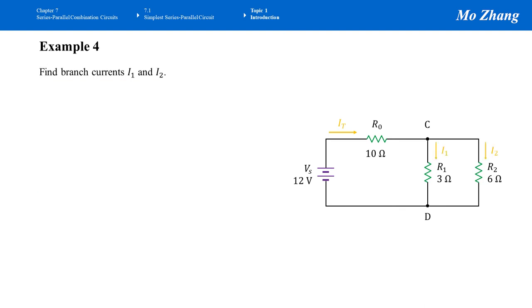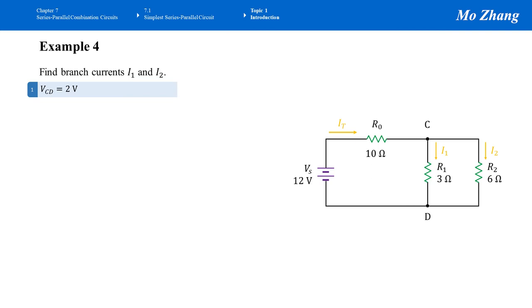Since we found the voltage between C and D, in the next example, example 4, we can find the current that goes through R1, called I1, and also the current that goes through R2, called I2. Again, the voltage between node C and D is 2 volts, which means the voltage across R1 is 2 volts. Voltage across R2 equals 2 volts. Now we can find the current for every parallel branch.